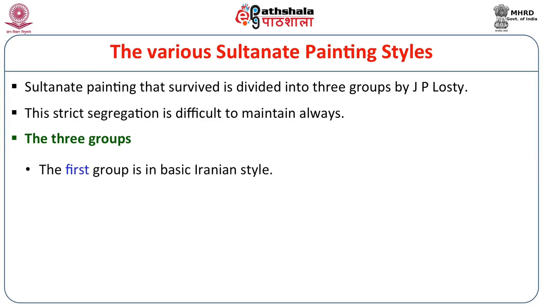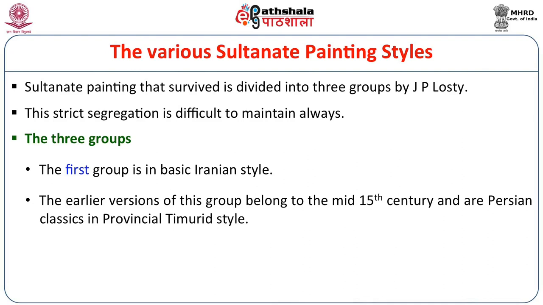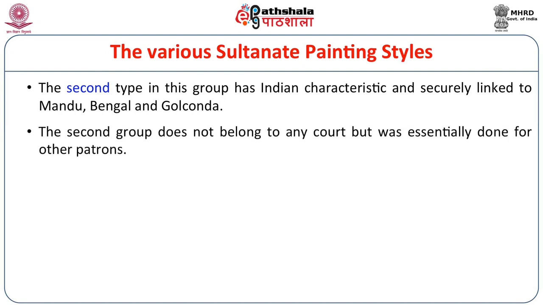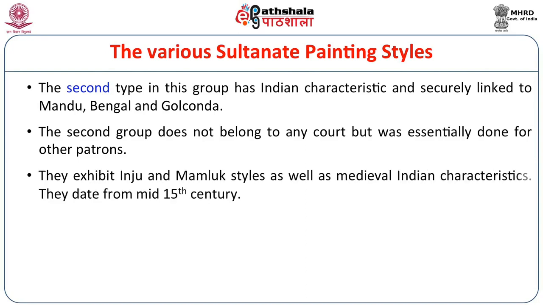The first group is in the basic Iranian style. The earlier version of this group belonged to the mid-15th century and consists of Persian classics in provincial Timurid style. The second type is the group that has Indian characteristics and is securely linked to Mandu, Bengal and Golconda. The next group does not belong to any one group, but was essentially done for other patrons. They exhibit the Injo and the Mamluk style as well as the medieval Indian characteristics.